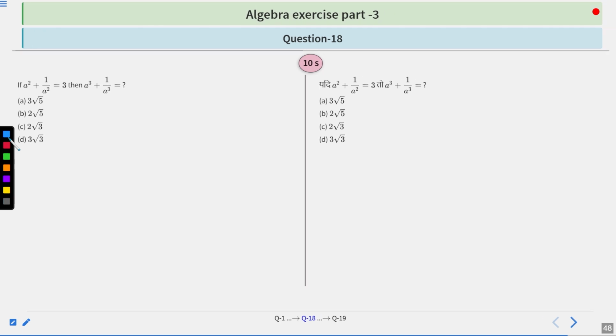Next, if a square plus 1 upon a square is equal to 3, then a cube plus 1 upon a cube is how much? And options are option A 3 root 5, option B 2 root 5, option C 2 root 3, and option D 3 root 3. These are the options. And I'm giving you 10 seconds to find out the correct answer. After that, I will do the solution for you.